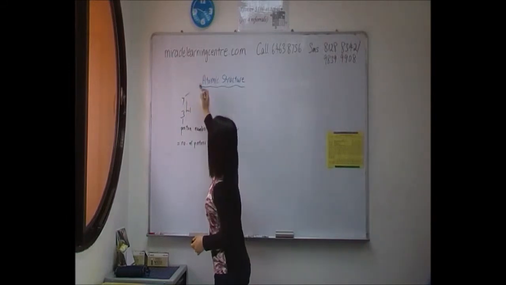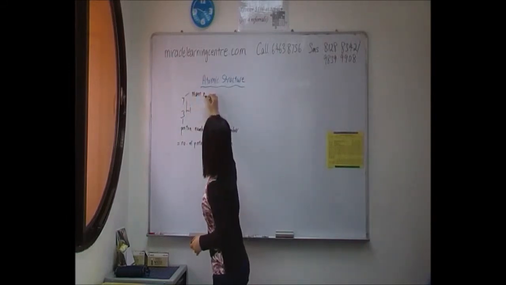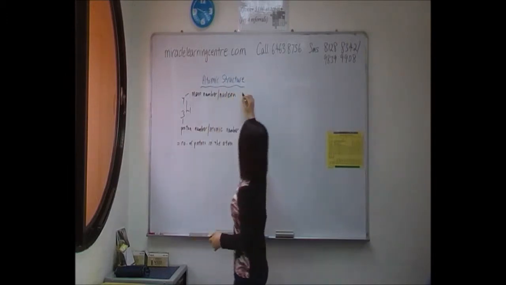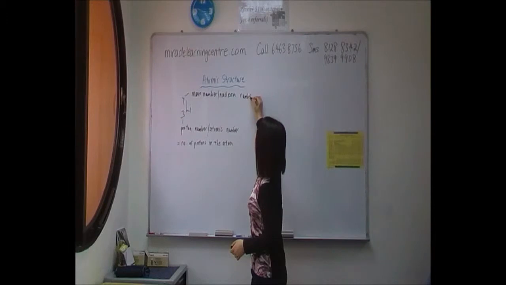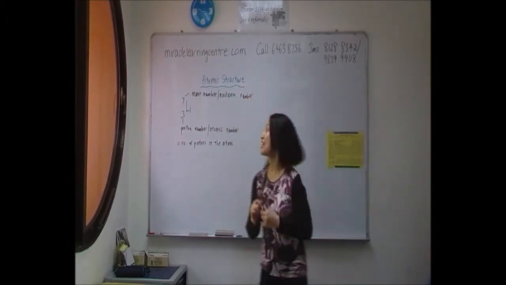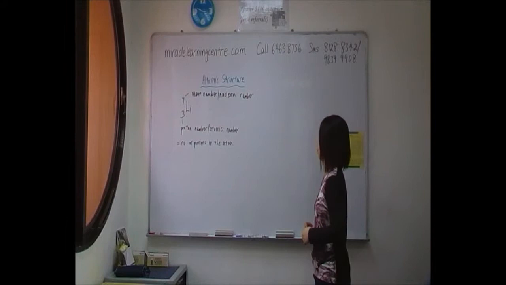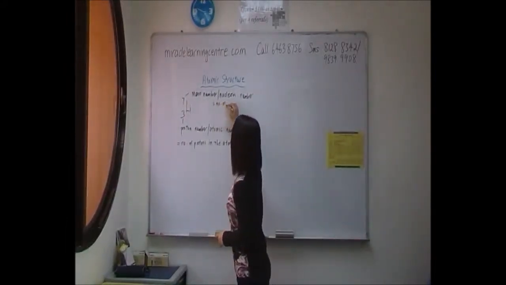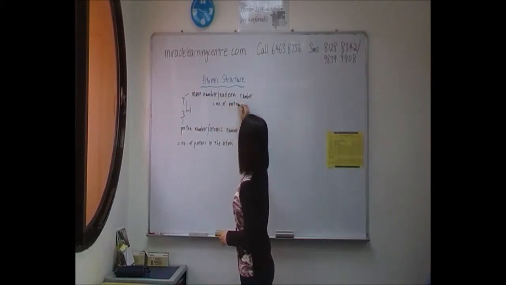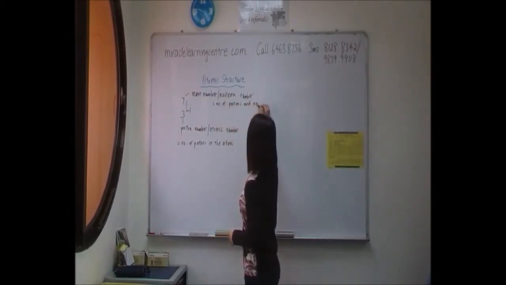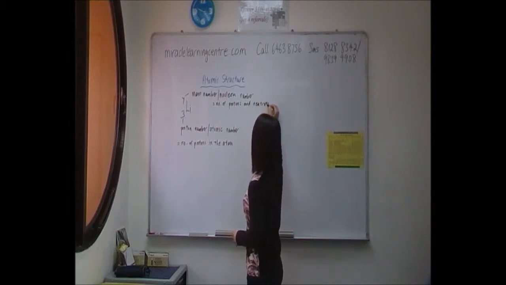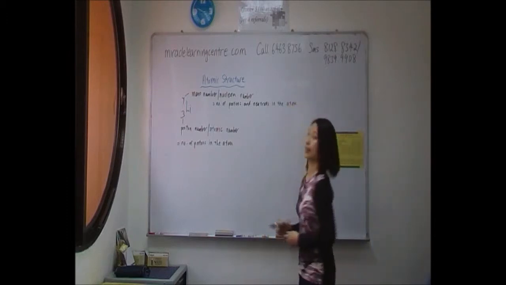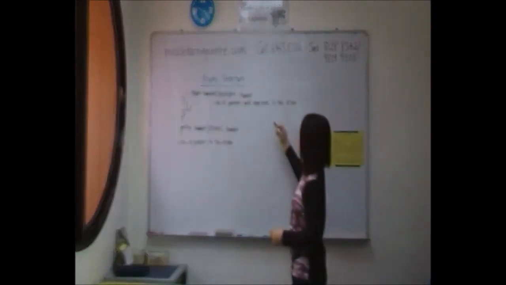And 7 refers to the mass number, or also known as the nucleon number. It means the number inside the nucleus. So that's 7, which is actually the number of protons and neutrons in the atom.